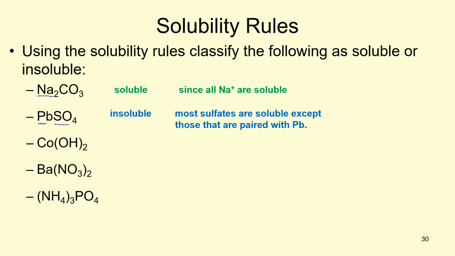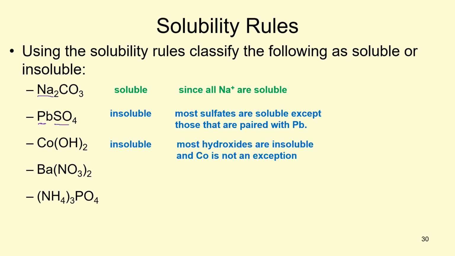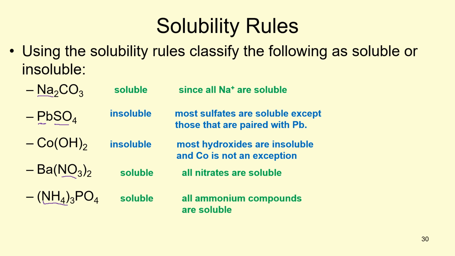Most hydroxides are not soluble, and the only exceptions are sodium, lithium, potassium, calcium, strontium, and barium. So cobalt is not an exception, so this will also be insoluble. Now, barium nitrate: all nitrates are soluble, no matter what they're paired with, so right away I can say that's soluble. And then this last one, most phosphates are not soluble, however, ammonium is always soluble as well. That's rule number 1, so this is also soluble.